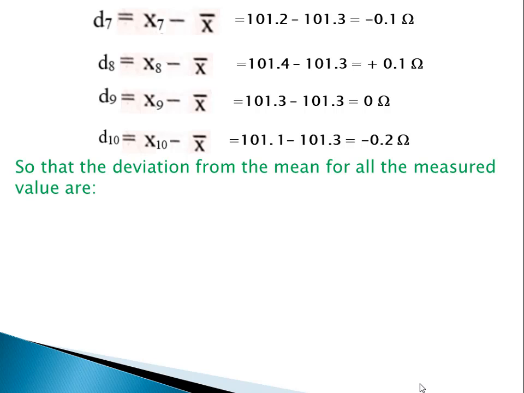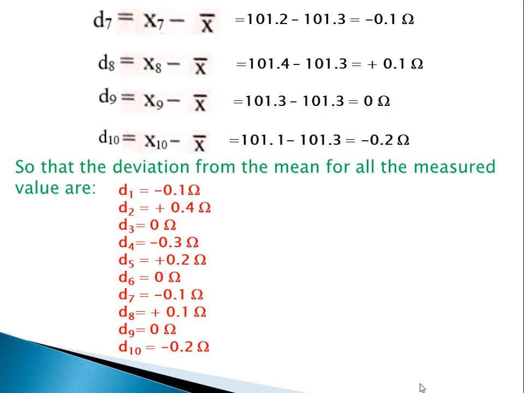So the deviations from mean for all the measured values are: d1 is equal to minus 0.1 ohm, d2 is equal to plus 0.4 ohm, d3 is equal to 0 ohm, d4 is equal to minus 0.3 ohm, d5 is equal to plus 0.2 ohm, d6 is equal to 0 ohm, d7 is equal to minus 0.1 ohm, d8 is equal to plus 0.1 ohm, d9 is equal to 0 ohm, and d10 is equal to minus 0.2 ohm.